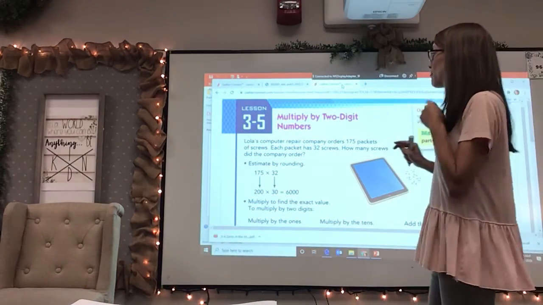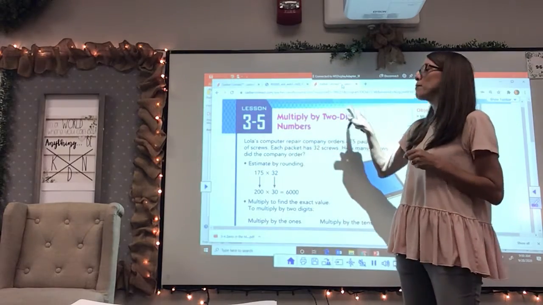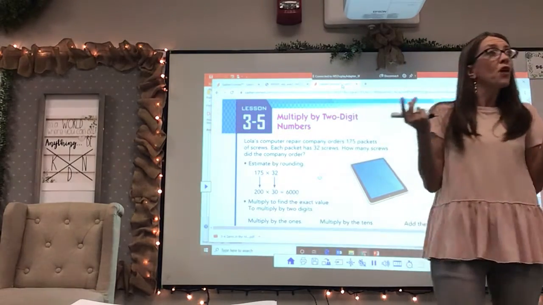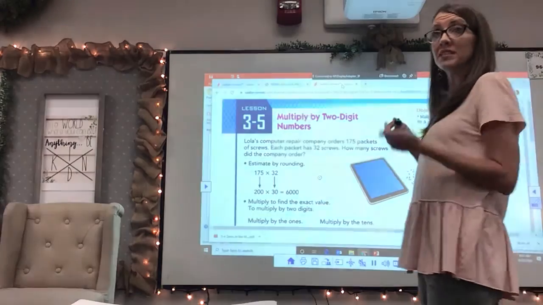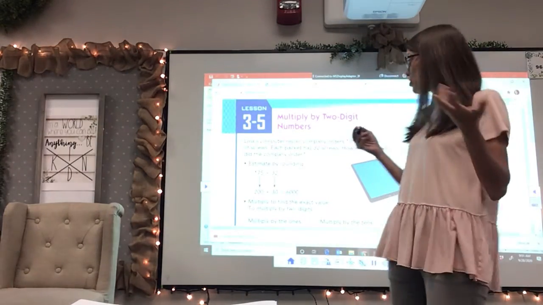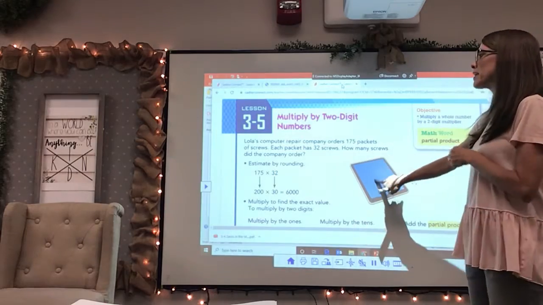Good. Okay, so we are on lesson 3.5, which is multiplying by two-digit numbers. We already know how to multiply by a one-digit number, so this has only one additional step to multiply by a two-digit number. So let's look at this right now.